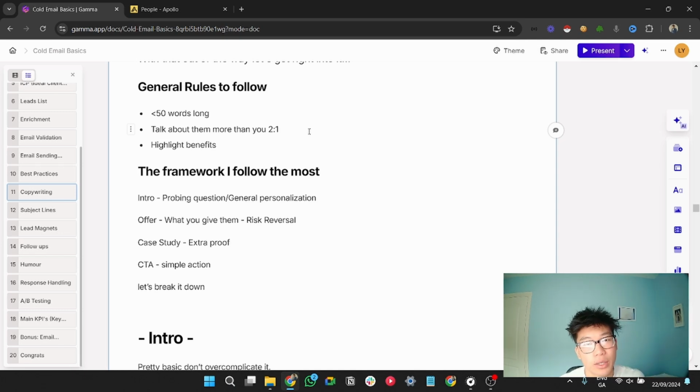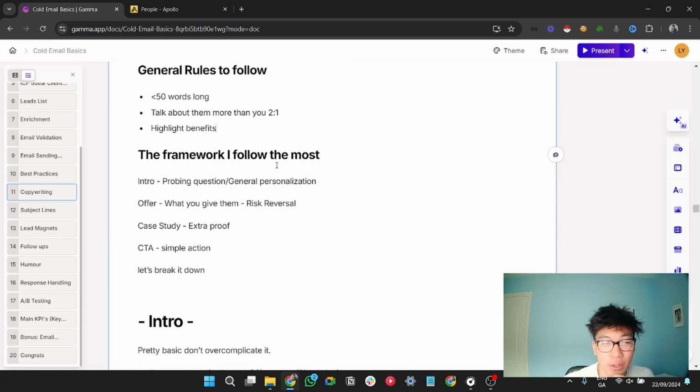We can help you get X amount more. So that's like 2 to 1. So highlight benefits as well. So basically, don't talk about what you do as a service. Okay, there's a time and a place, and it's not here.